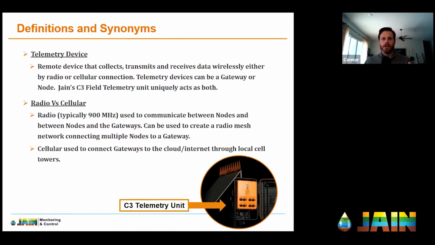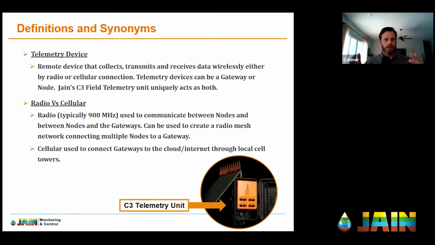A telemetry device can communicate one of two ways. It can communicate either through radio or through cellular. I've actually put a picture in the bottom right-hand corner here. Our telemetry unit is called C3, and it also functions as both the radio and a cell unit. And we'll start talking about the differences between those two.